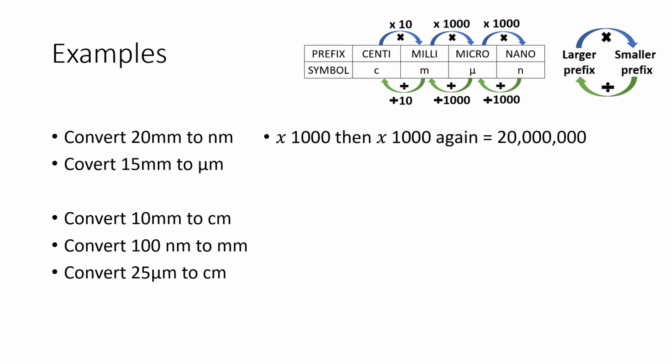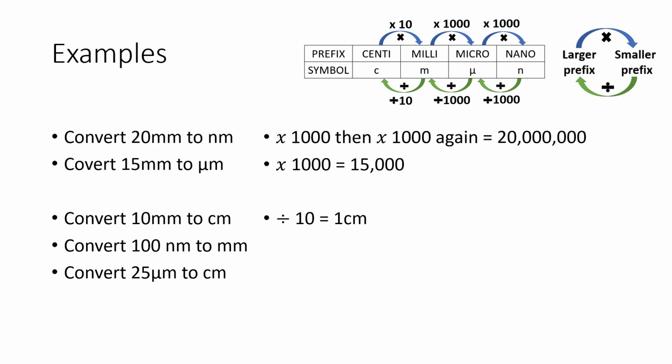When we're converting millimeters into micrometers, again, we're going from a larger prefix to a smaller prefix. So we're going to times, but this time we are just timesing by 1,000 because we're only going one step. That gives us an answer of 15,000. When we're going from a smaller prefix, so one on the right hand side of the list, to a larger prefix, one on the left hand side of the list, then we are going to be dividing. So the 10 millimeters into centimeters, we simply divide by 10, which gives us an answer of 1.